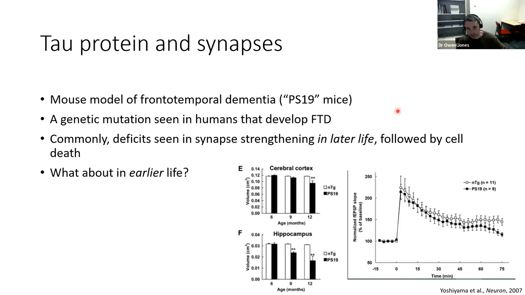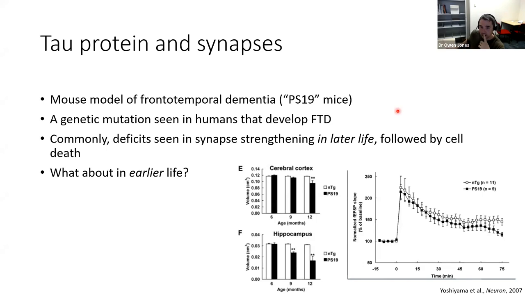It's not the only genetic mutation that can trigger frontotemporal dementia, but it is one of the most studied ones, and it is one that's been seen in multiple families in various places around the world. And this triggers a very early onset, very aggressive form of frontotemporal dementia. Now, what's typically seen in humans and indeed in these model mice that mimic this condition is that we first see deficits in the strengthening of synapses.